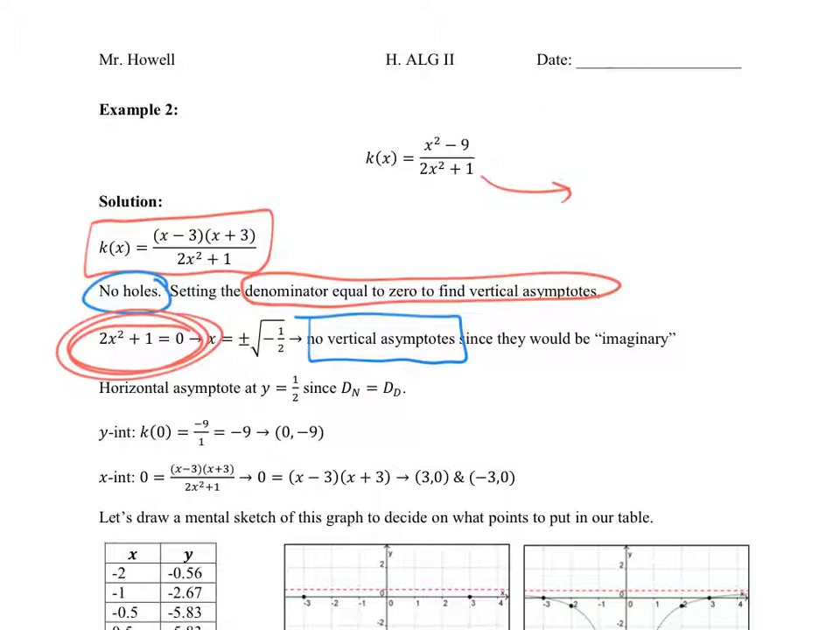How do we know it's a horizontal asymptote of 1/2? Why is this true? Where's the 1/2 coming from, George? The ratio of leading coefficient. Good. When the degrees are the same, as stated here, dn equals dd, we look at the ratio of the leading coefficients. This has a coefficient of 1. This has a coefficient of 2. There's the 1/2 at the top. Here's a 1 up top. The equation is 1/2. And since it's a horizontal asymptote, it's y equals.